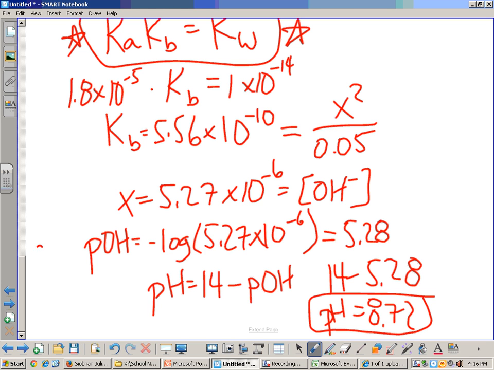And we do want to do our check. Our x value is 5.27 times 10 to the minus 6. We compare that to 0.05 molar. We want to make sure that that's less than 5%. That is approximately 0.01%, so that is significantly less than 5, so we are good.